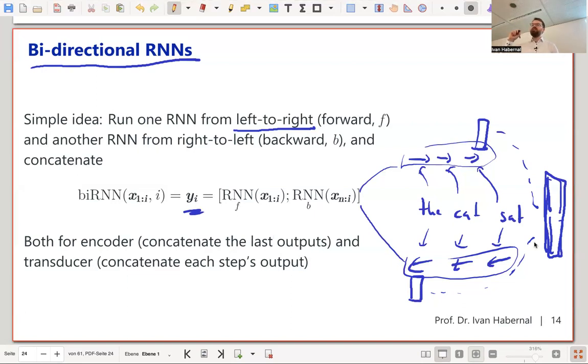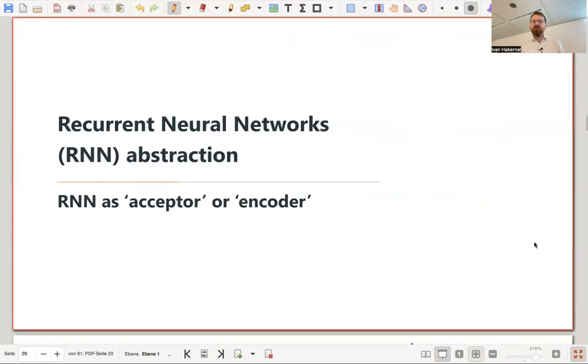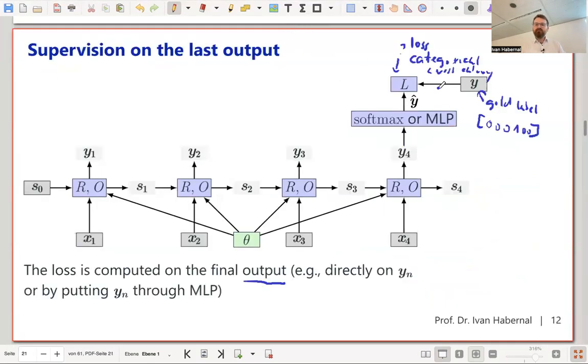You're not doing sequence classification here. You're doing the whole document classification. So I'll come to you just in a second. So here, this is the supervision. So this is the classification maybe of the whole review. Okay, so you know where we are. This is what we have.